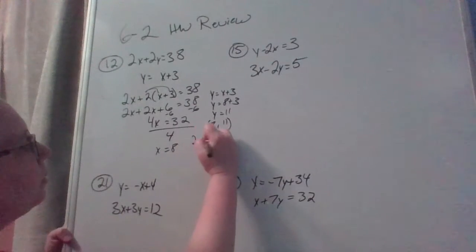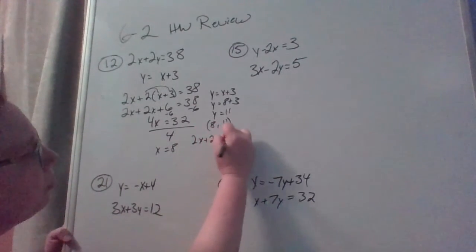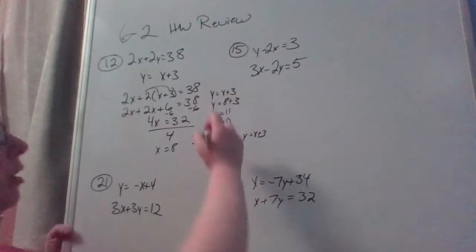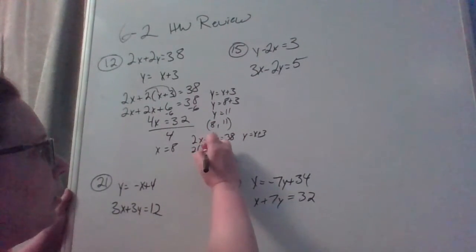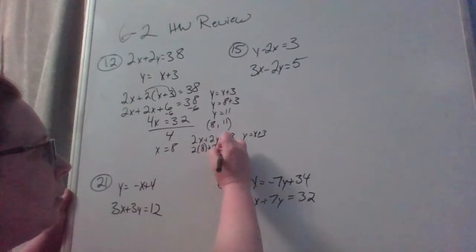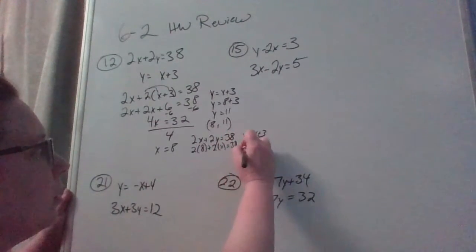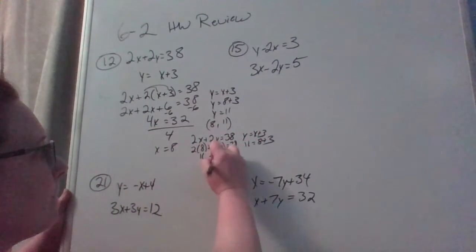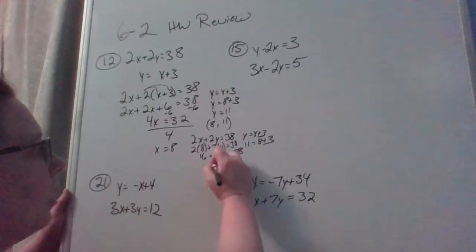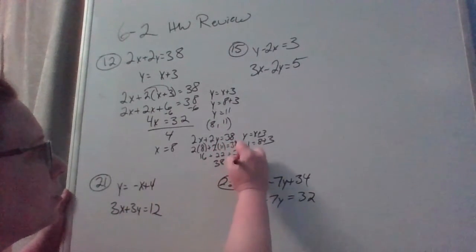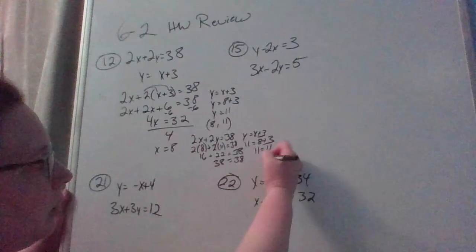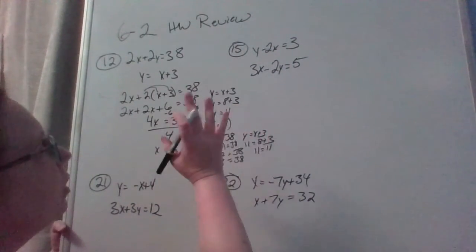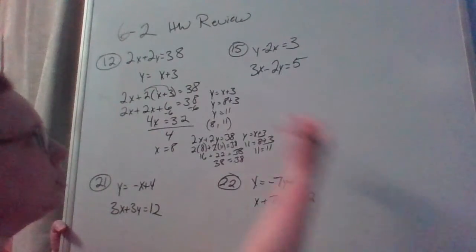I'm going to check that in both of my original equations to make sure we're good to go. So I plug in 8, 11 here, and 8, 11 here. I get a true statement there and a true statement there, so I know that our ordered pair was a solution to our system of equations.